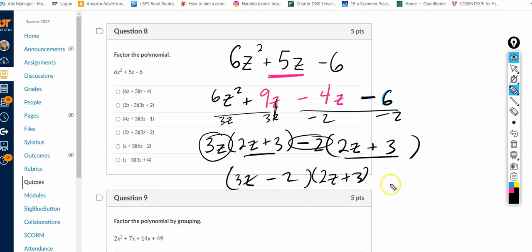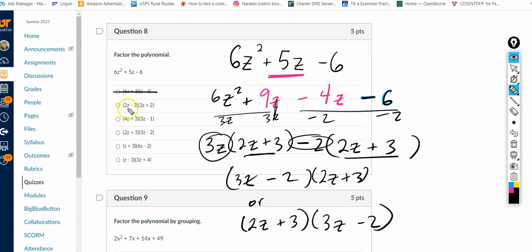And so this is a correct answer. Now the order doesn't matter. It could have been written with that one first. Either way. And now let's see if I can find it among the choices: 2z minus 3, nope. 2z plus 3 and 3z minus 2. Okay, I have found it, and as soon as I find it, I'm going to choose that one.